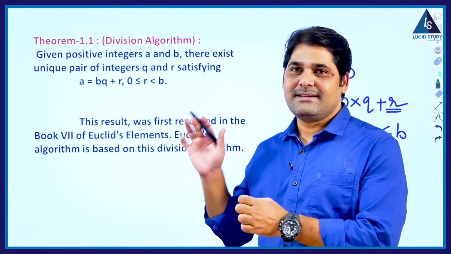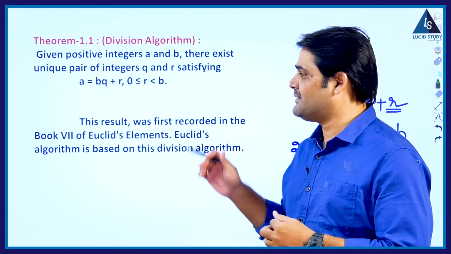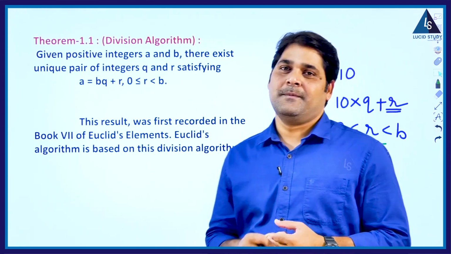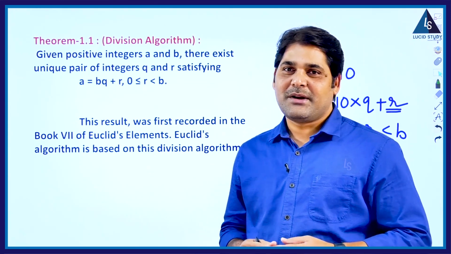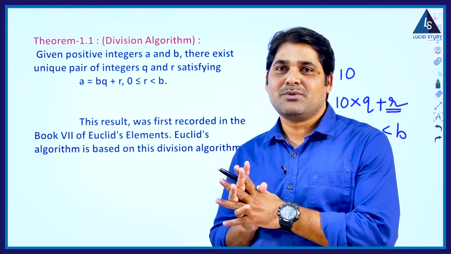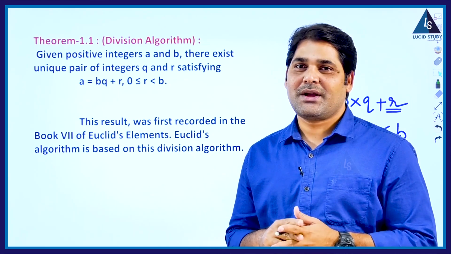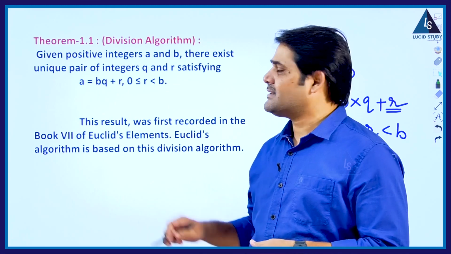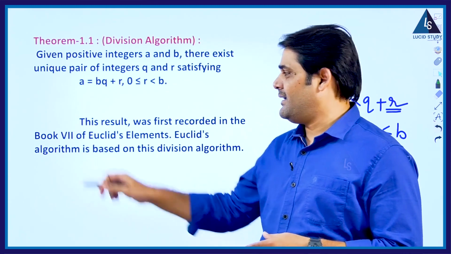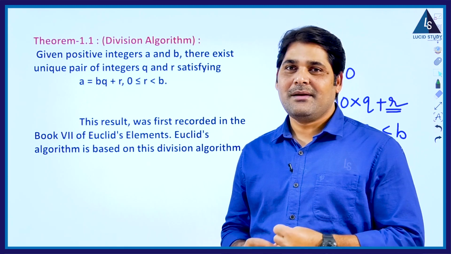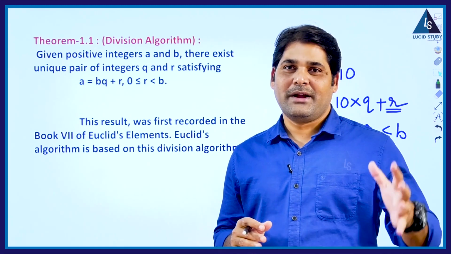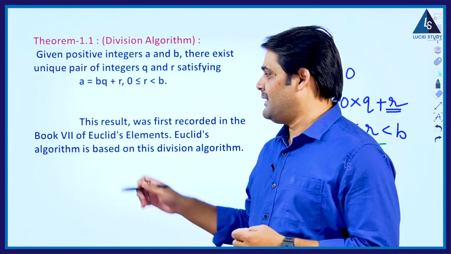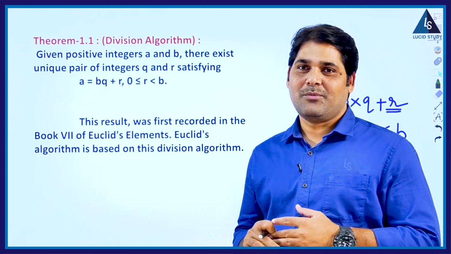Okay, but this was first given by whom? The famous scientist Euclid. Last year you had Euclid geometry. He wrote one very famous book, that is what? Elements. He wrote Elements in many books. This concept, whatever is there, he mentioned in his book 7. So he was the first man to introduce this division algorithm. That is why we have to learn about Euclid more, right?